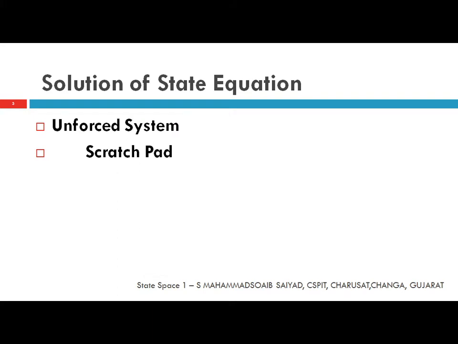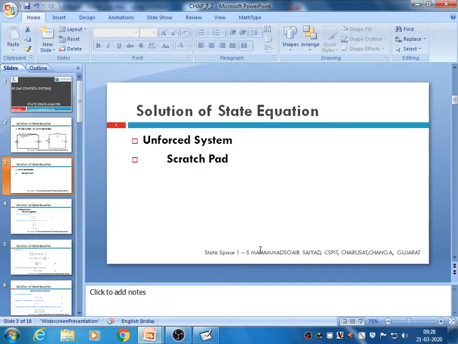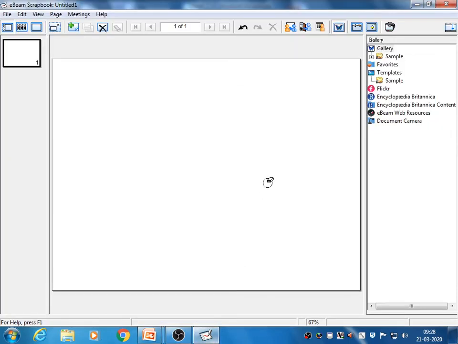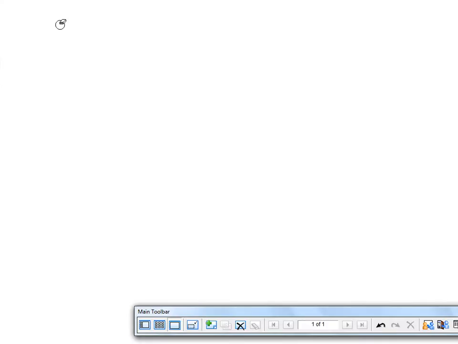For the unforced system we have a different analysis. So let us say we will be taking one of the time response analysis concepts over here. So this is nothing but the time response analysis and state transition matrix.